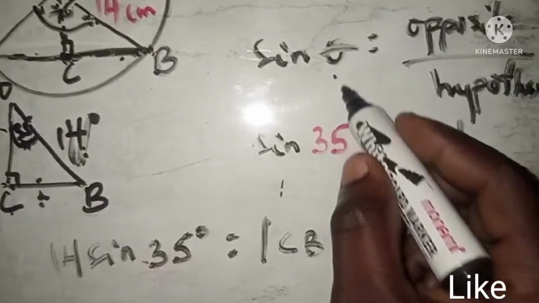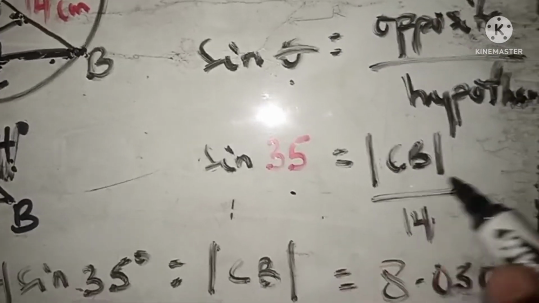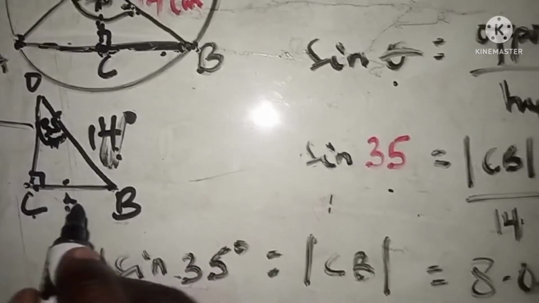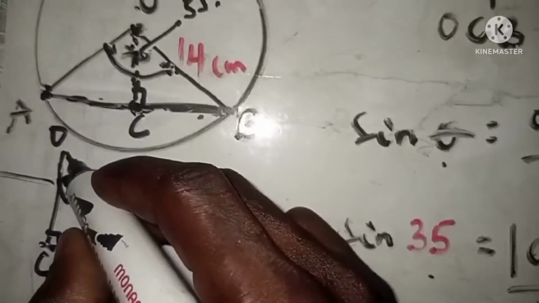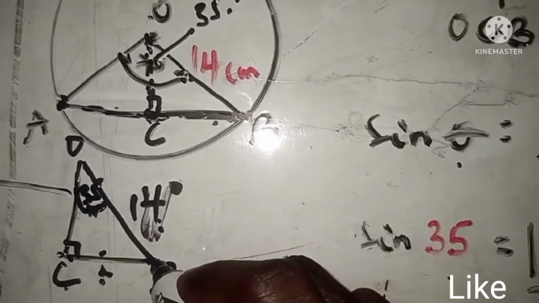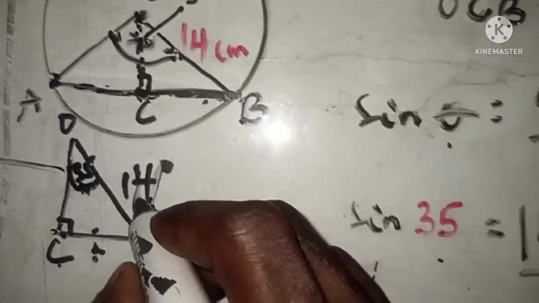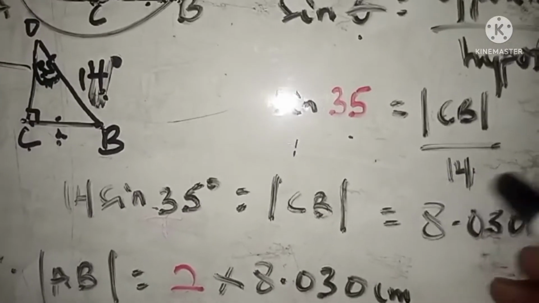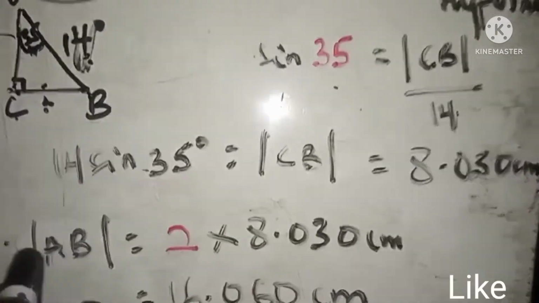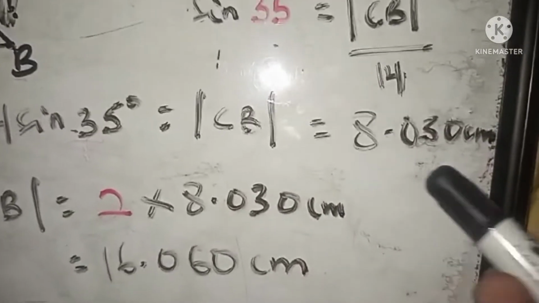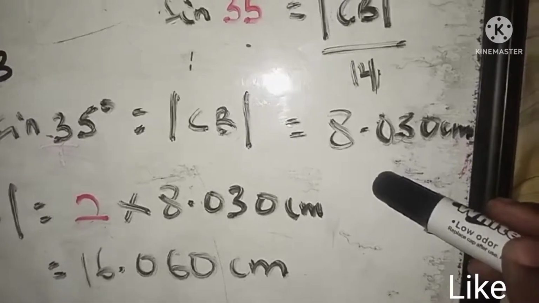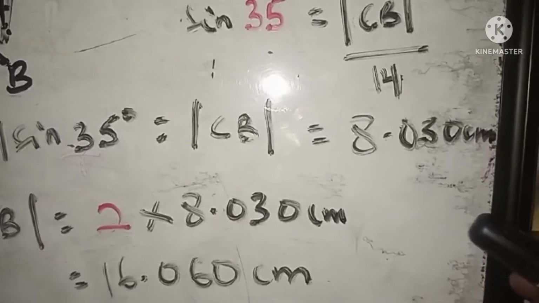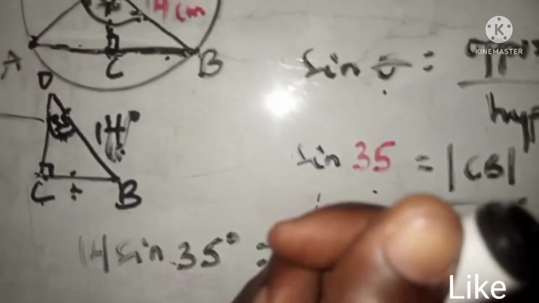Okay, so sine 35 is equal to the length of CB, which is the opposite, divided by the hypotenuse. The hypotenuse is the longest side of the triangle, which is 14 centimeters. So we just need to multiply both sides by 14. Then 14 sine 35 is equal to CB, which is 8.030 centimeters. Is that okay? So this 8.030 centimeters is one side.